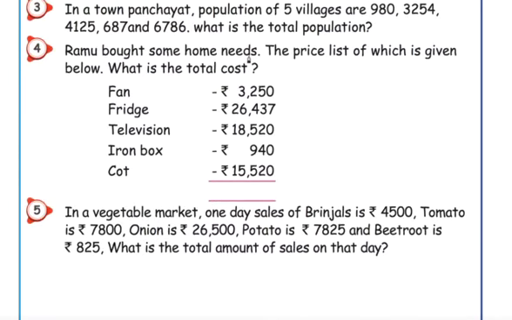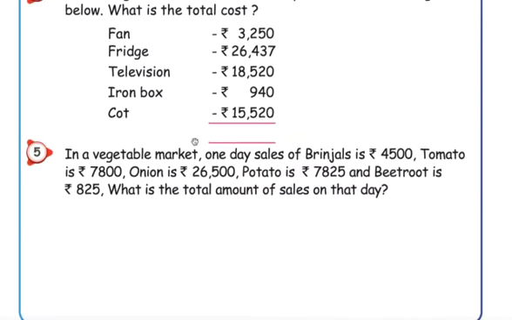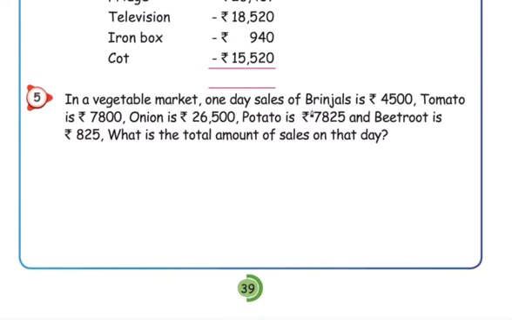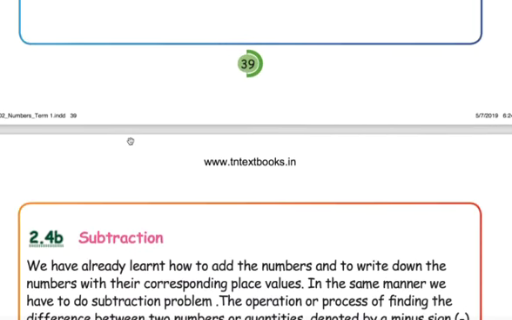Ramu bought some home needs, the price list is given below. What is the total cost? I think you can do it by now. They are properly written also according to their place value. In a vegetable market, one day's sales of brinjals is 4,500, tomato is 7,800, onion is 26,500, potato is 7,825, beetroot is 2,825. What is the total amount of sales that day? You add all these up, you will get the answer.